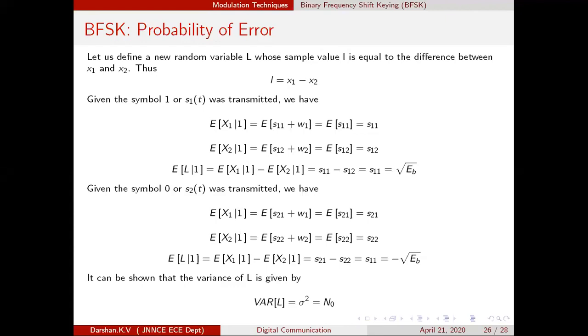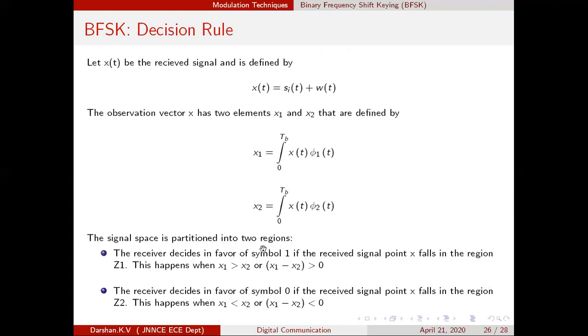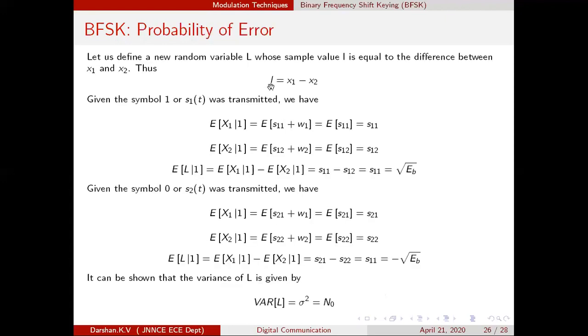So therefore, x1 and x2 play some role in the decision. Keeping that in mind, just observe x1 minus x2, whether its value is greater than 0 or less than 0. Keep this in mind and take a variable by name L. This is not 1, this is small l. Take a variable L which is equal to x1 minus x2. Remember, x1 and x2 both are random quantities, hence L is also a random quantity.